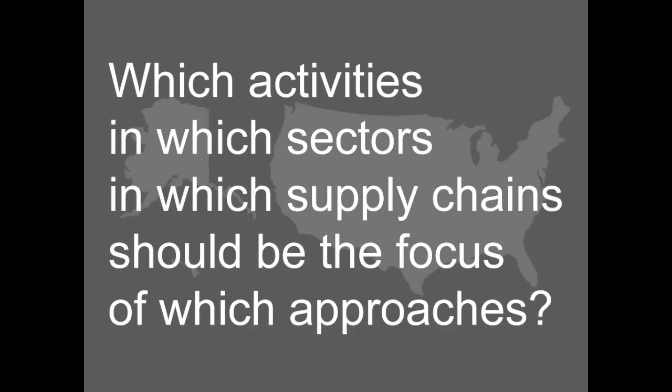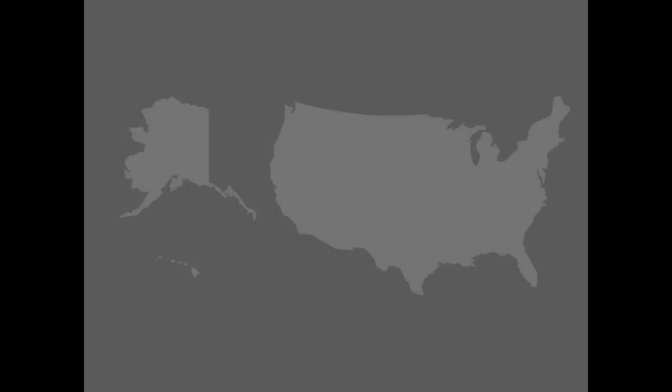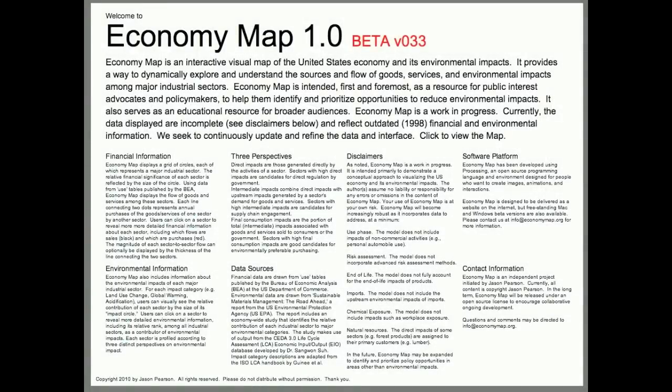If we want to answer these questions well, we need a way to represent, analyze, understand, and prioritize the full complexity of the U.S. economy and its environmental impacts at the scale of industry sectors and supply chains. Fortunately, we now have tools to do exactly that, and Economy Map is one of those tools. Economy Map is an interactive visual map of the United States economy and its environmental impacts.